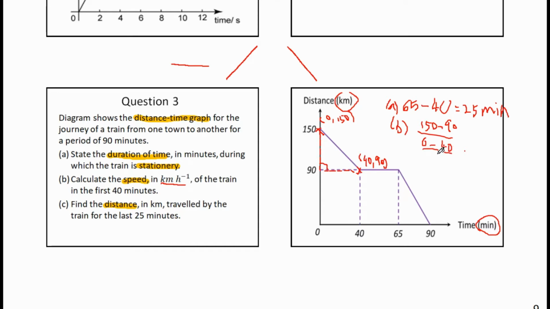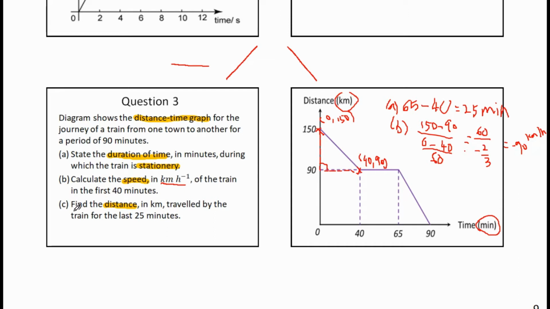Therefore, we have to divide it by 60, because 1 hour is 60 minutes. Then here you have 60 divided by 0 minus negative 40, which is negative 40. Negative 40 divided by 60, then you will have negative 2 over 3. So 60 over negative 2 over 3. The answer is negative 90 kilometers per hour. Negative means the train is moving but in the opposite direction.